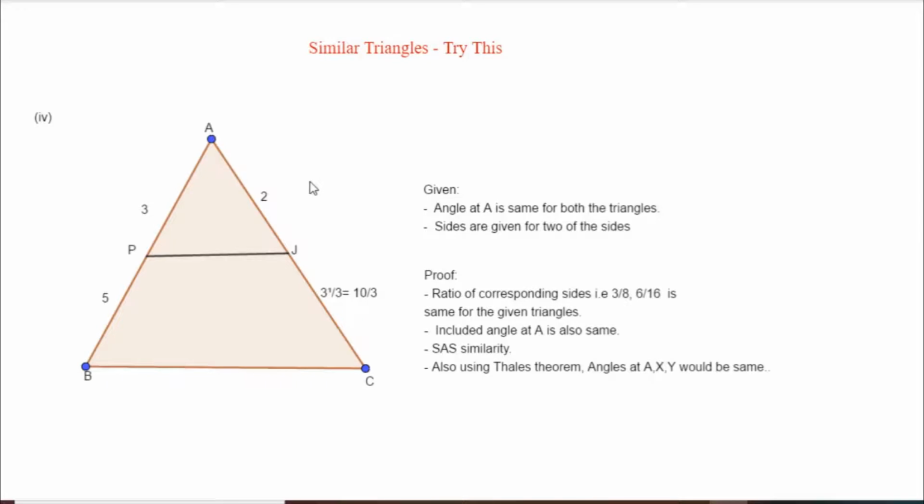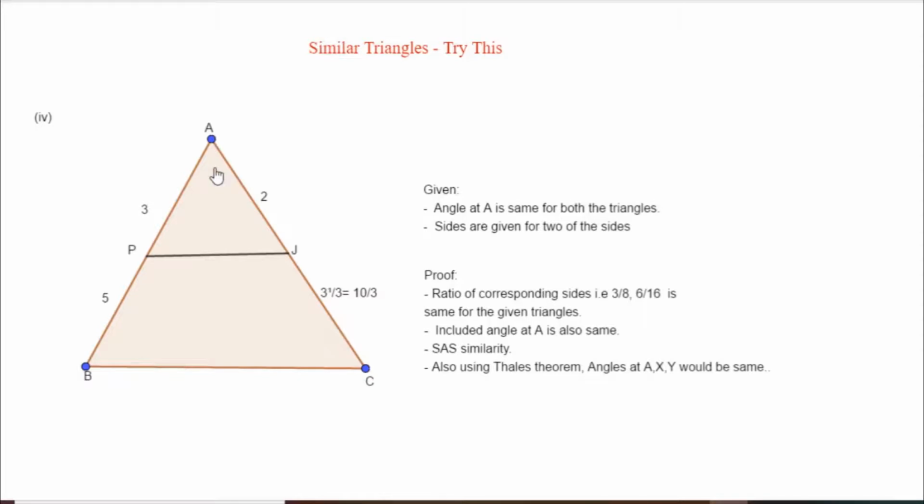Question number 4. Here the triangles to be considered are APJ and ABC. The length of AP is 3 units, whereas the length of AB is 3 plus 5, which is 8 units. Similarly, the length of AJ is 2 units and the length of AC would be 2 plus 10 by 3, which is 16 by 3. Angle at A would be the same for both the triangles ABC and APJ. It means angle BAC is the same as angle PAJ.